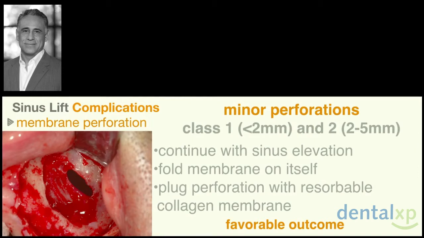In a class 1 or class 2 perforation, where we have less than 2 millimeters or 2 to 5 millimeters, it's typically possible to continue with the elevation, fold the membrane upon itself, and plug it with a resorbable membrane, and typically a favorable outcome can be achieved.